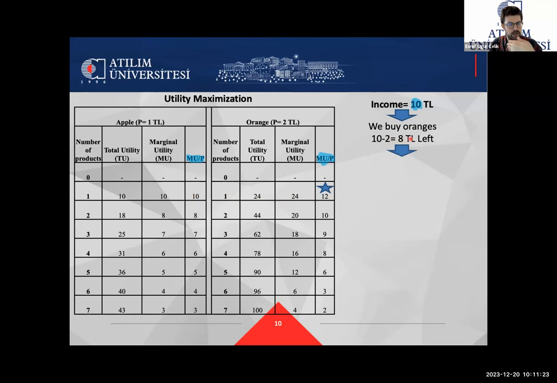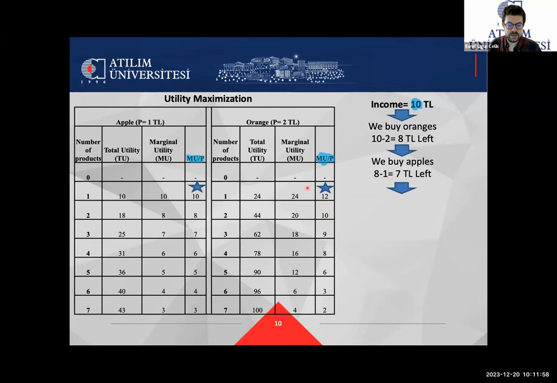Then we keep going. We have not consumed any apple yet. So if we use one apple, we get 10. If we use one more orange, we get 10. 10 to 10, equality. In the equality condition, which one do we get? The cheaper one. The cheaper one is apple. So we get the apple, and apple is 1 Turkish lira. So 7 Turkish lira left.